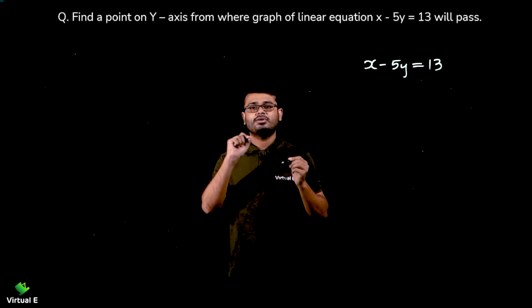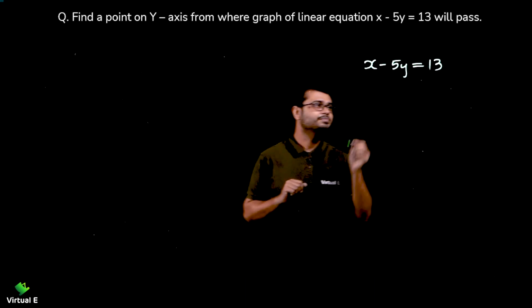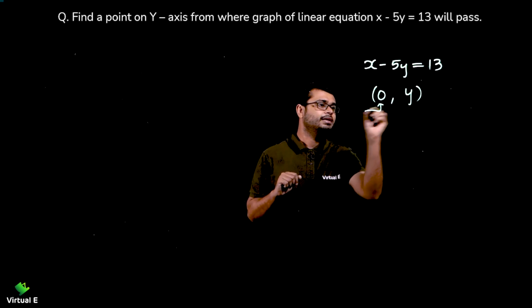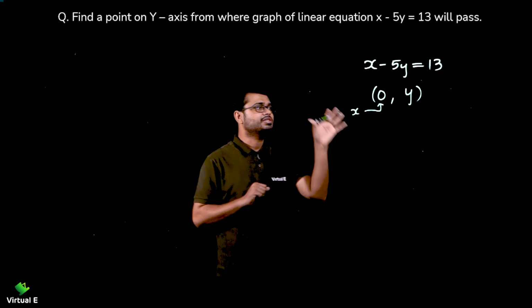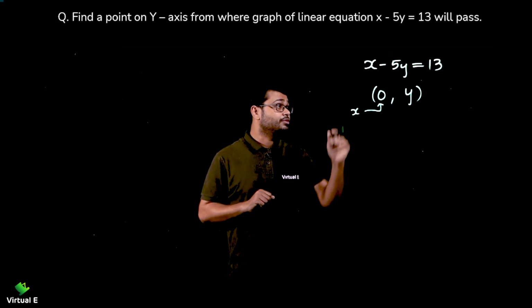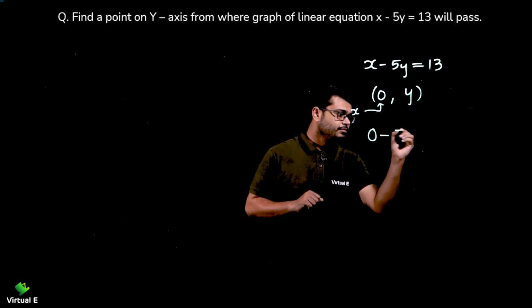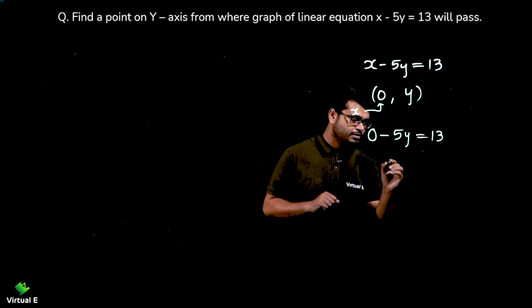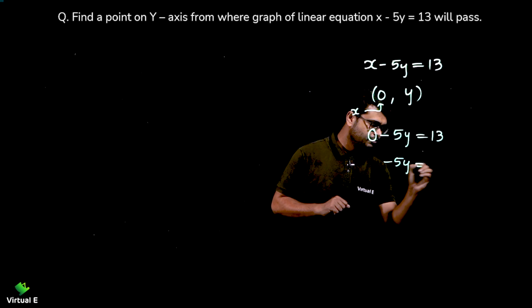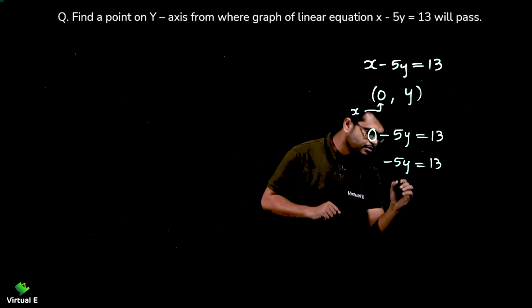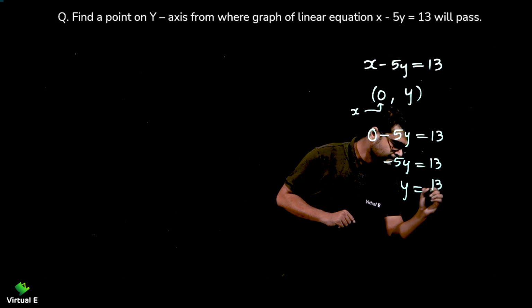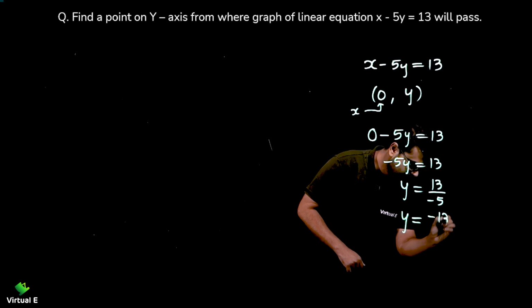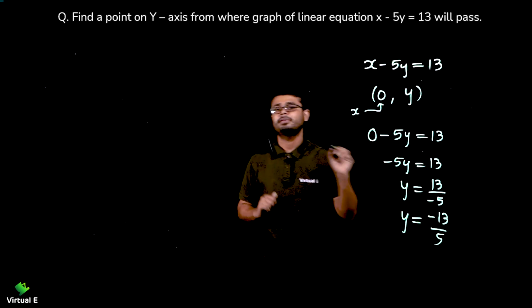Now the point is on the y-axis. So which coordinate will be 0? Yes, x. So (0, y), right? This will be 0 because the point is on the y-axis. Let's substitute. So 0 - 5y = 13. So -5y = 13. This -5 will go into the denominator, so 13 over -5. So y = -13/5. This negative sign we will keep in the numerator, right?